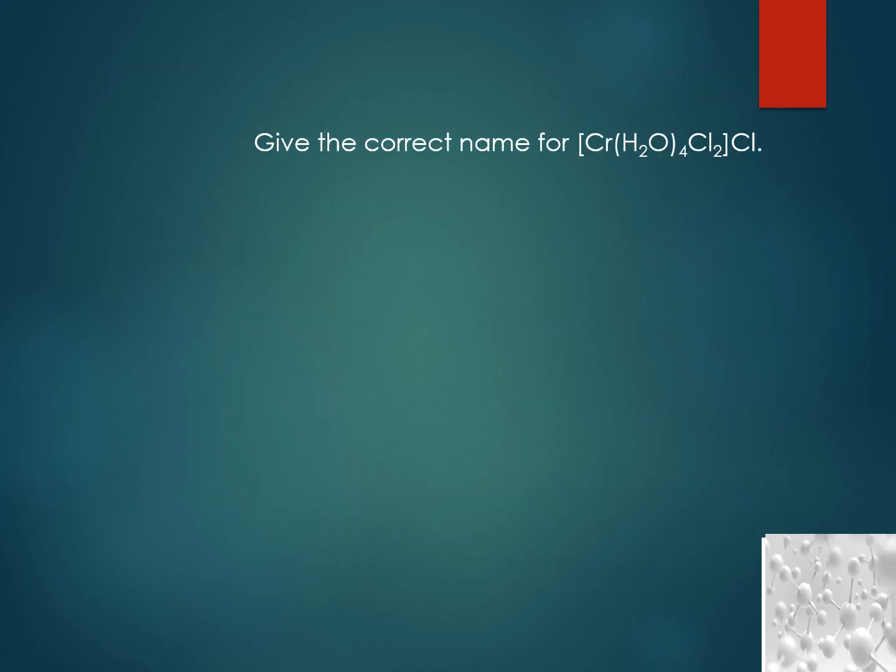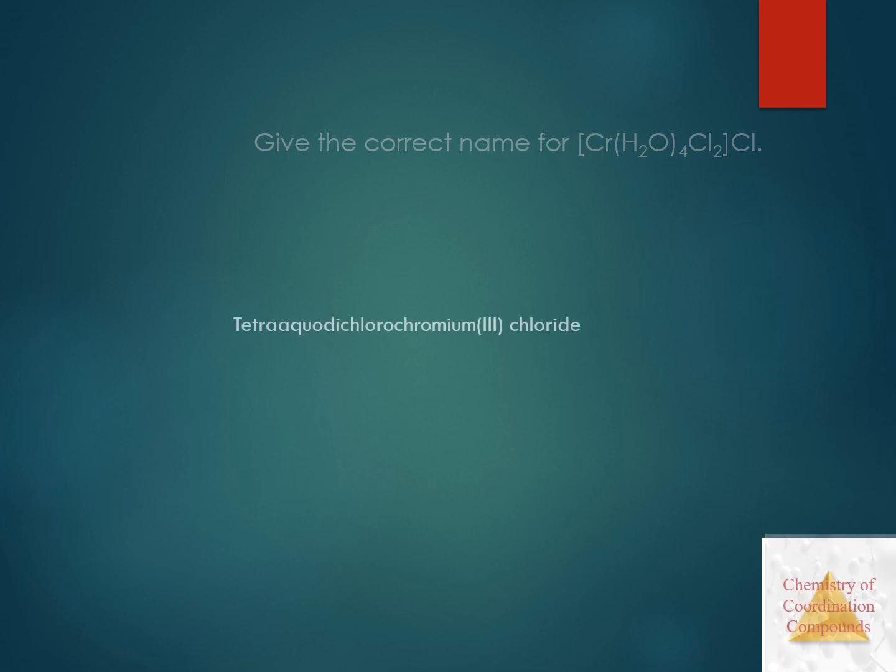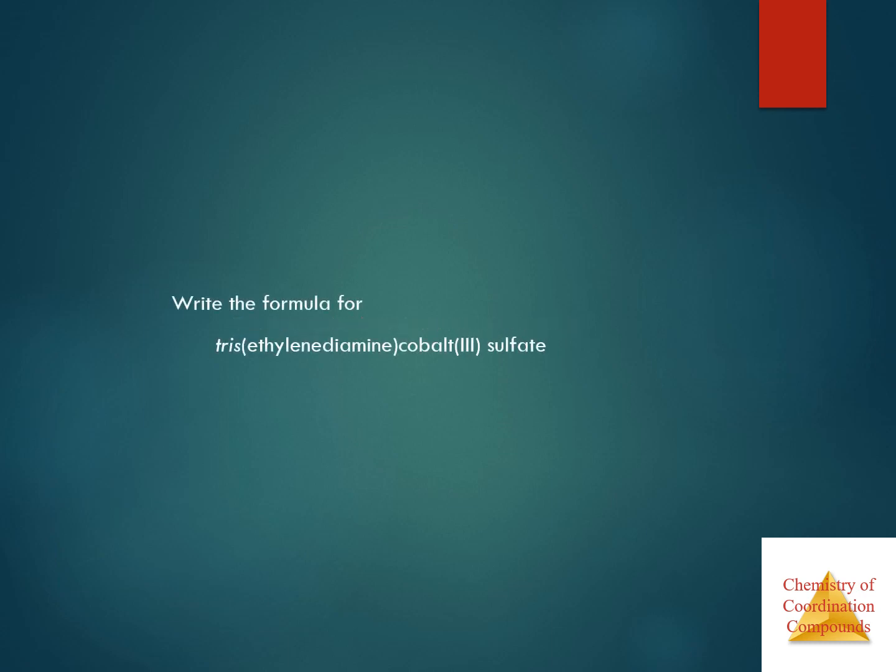Give the correct name for this compound. It's tetraamminedichlorochromium(III) chloride. Next one is to write the formula for this compound: tris(ethylenediamine)cobalt sulfate.